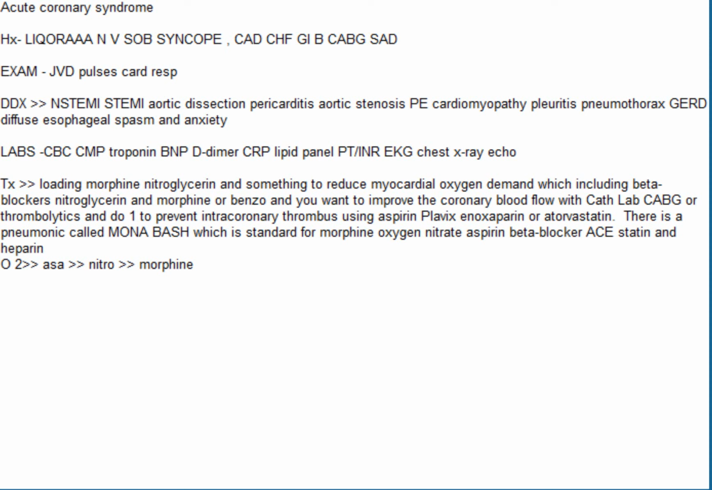And there is also metoprolol. You can do 5 milligram every 2 minutes for 3 doses, and then 50 milligram every 12 hours. It is contraindicated if the heart rate is less than 50, hypotension, or bronchospasm. And you give atorvastatin 40 to 80 milligram. And then you can also give clopidogrel 300 milligram based on the PLATO trial.